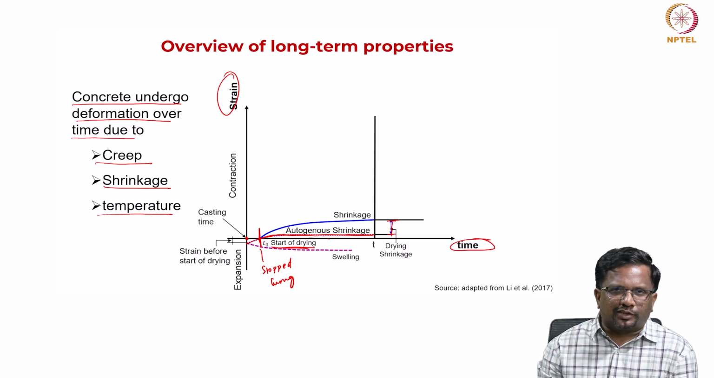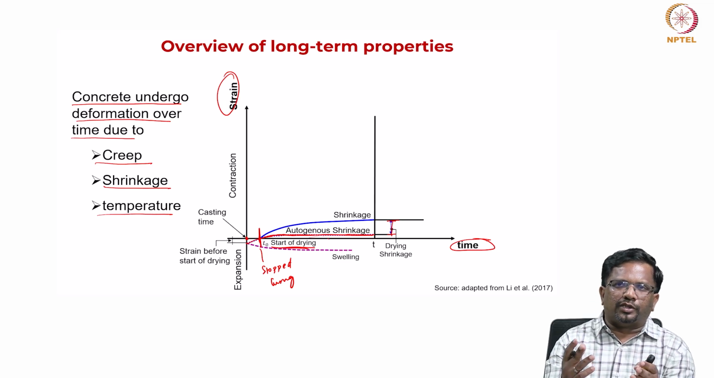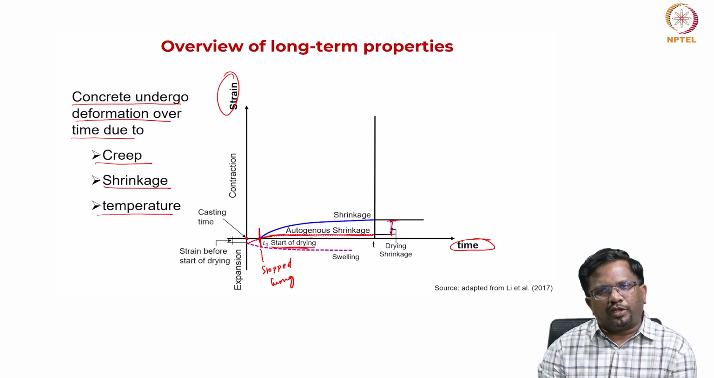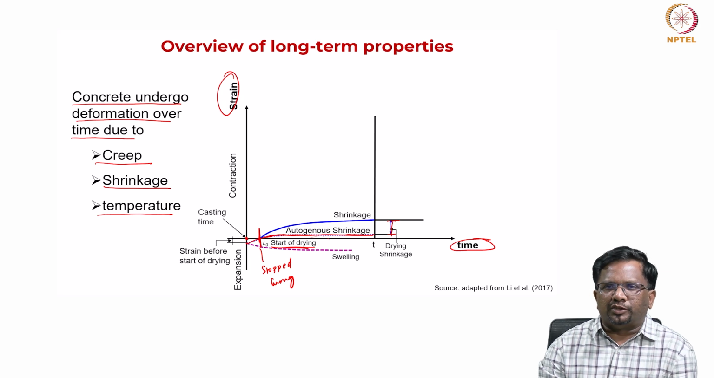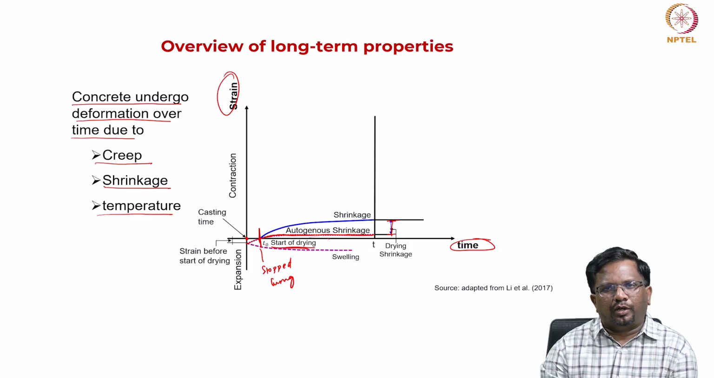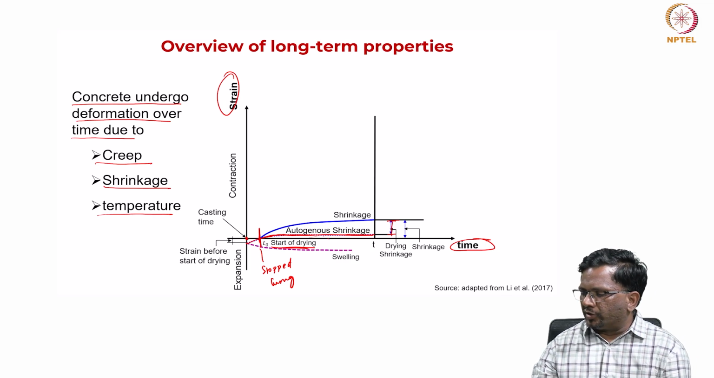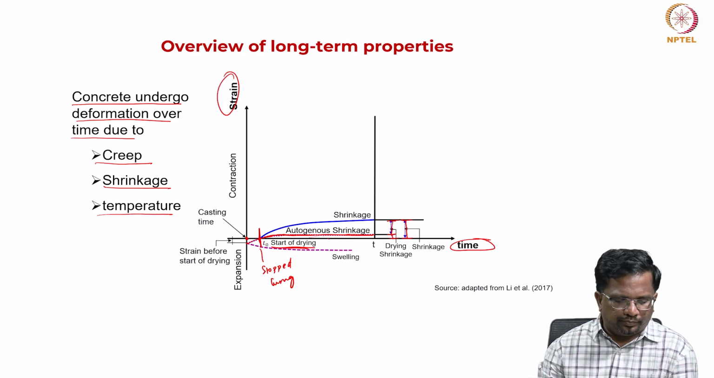Now this is the shrinkage strain. Shrinkage is contraction. So these are the two shrinkages that happen, autogenous shrinkage and drying shrinkage, and typically the drying shrinkage is much higher than the autogenous shrinkage for low strength concrete. When you go for high strength concrete, depending upon the amount of cementitious material that you use, autogenous shrinkage can also be comparable, but typically it is lower than drying shrinkage. Now this is the total shrinkage. When I add these two, this becomes your total shrinkage.